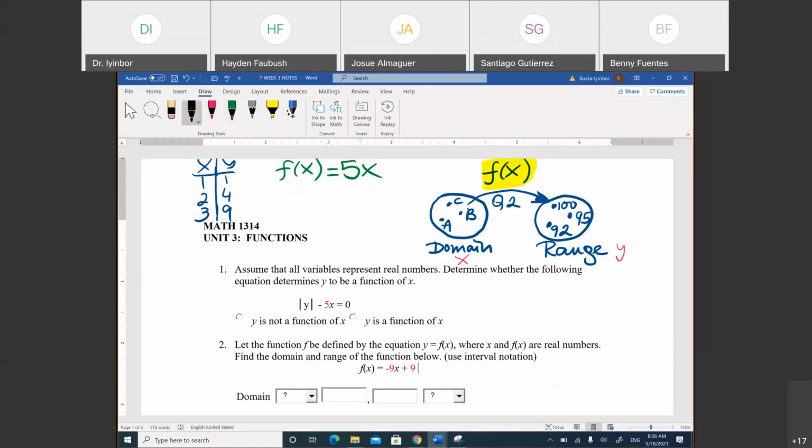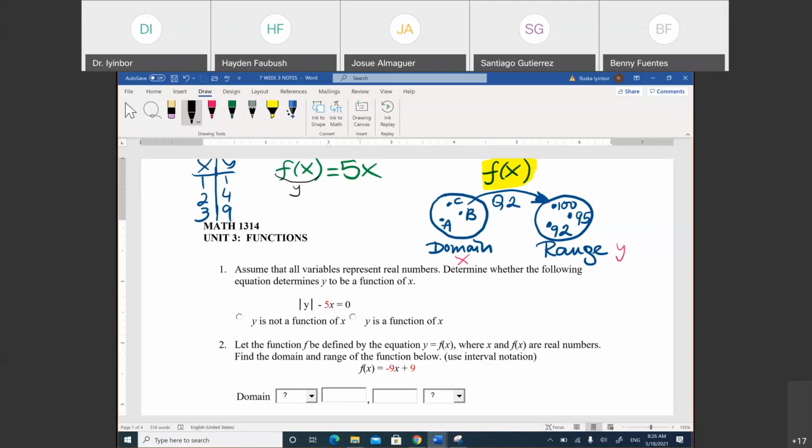And that's what I told you last week. f of x is technically y. So if you see f of x, it's the same as y equals f of x, because the result is the range, which is the y. Yes? Everybody get that?